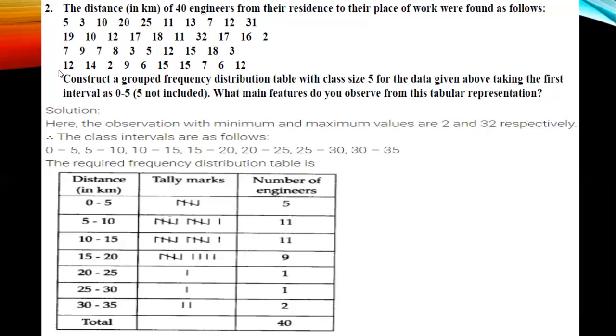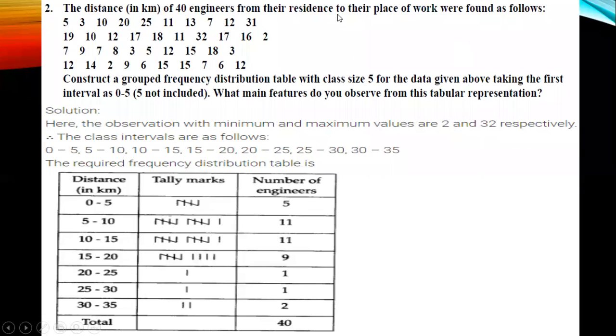Now, let us start with the tally marks. Where would the first number 5 come? Will it come in 0 to 5 or will it come in 5 to 10? My dear students, when you have a number that can come up in 0 to 5 or 5 to 10, since this is a continuous class, it will always go to the higher class. So 5 will be included in the class interval 5 to 10.